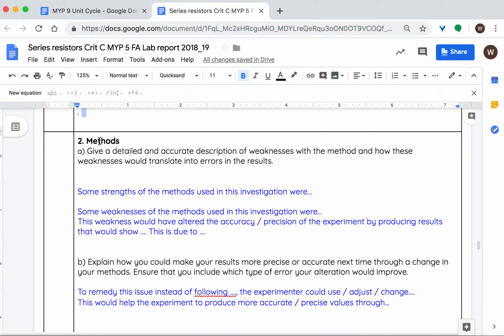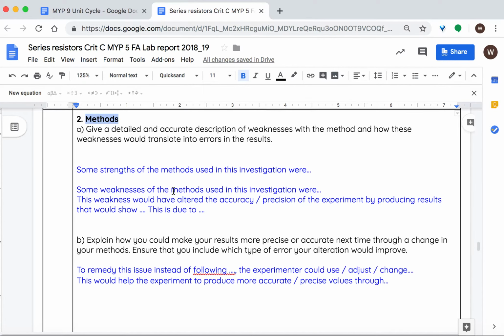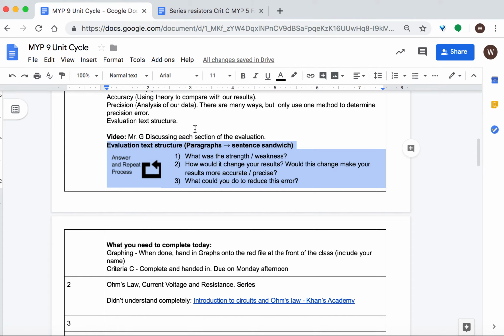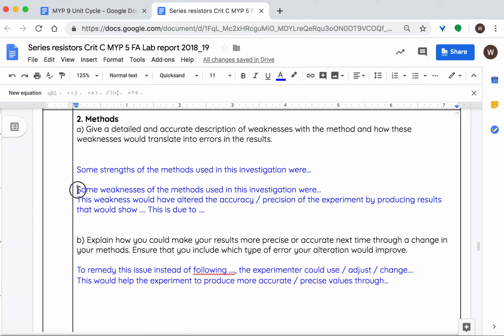So methods, I'm going to think about only the methods. That's the steps I took. So some strengths of the methods used in this investigation were blah-de-blah-de-blah. Great. Write them down. Now, we're done with strengths. We're going to go back up and repeat the process for weaknesses. All right, back up to weaknesses. Some weaknesses of the methods used in this investigation were blah, blah, blah.